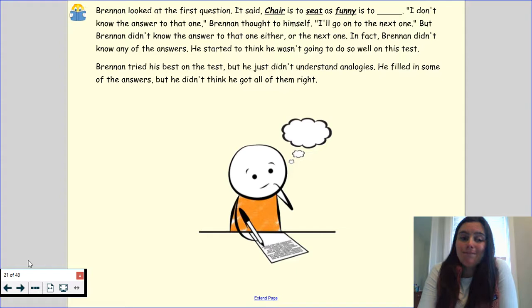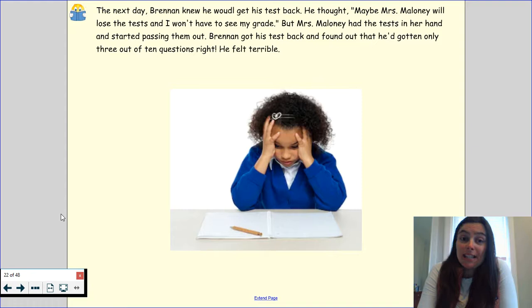The next day, Brennan knew he would get his test back. He thought, "Maybe Mrs. Maloney will lose the tests and I won't have to see my grade." But Mrs. Maloney had the tests in her hand and started passing them out. Brennan got his test back and found out that he'd gotten only 3 out of 10 questions right. He felt terrible. Poor Brennan.